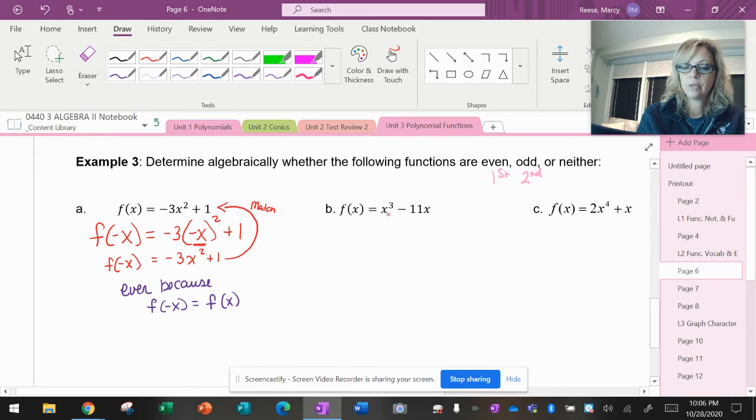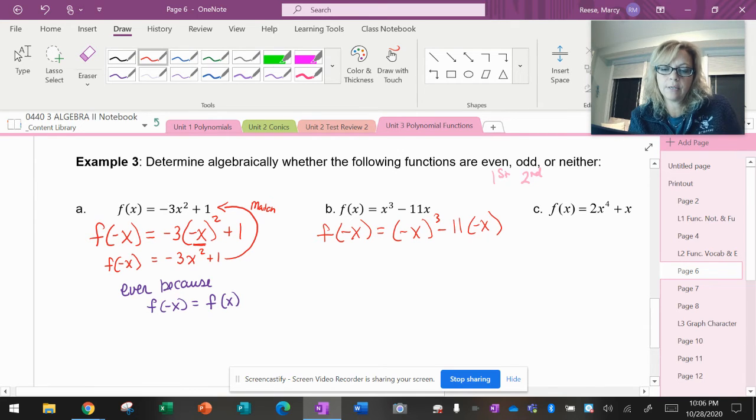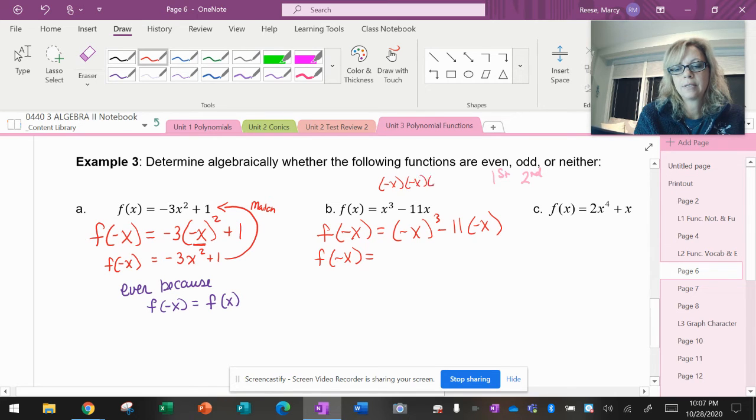Okay, so now we're going to go to B, and we're going to test this one. Again, always try the even first. So I replace every x with a negative x, and I say, okay, negative x cubed. Negative x cubed just means negative x times negative x times negative x.